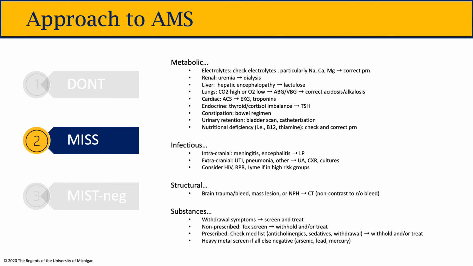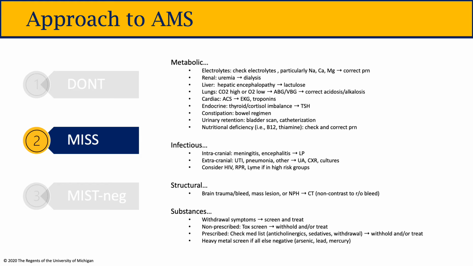Next is MISS, addressing the causes that may need a more involved workup. M is for metabolic. If an electrolyte imbalance exists, you can correct it as needed. If the patient has a very high BUN, you can correct it with dialysis. If the patient has liver failure and is demonstrating signs of hepatic encephalopathy, give an osmotic diuretic like lactulose. If an ABG demonstrates hypoxia, respiratory or metabolic acidosis or alkalosis, the imbalance needs to be corrected.